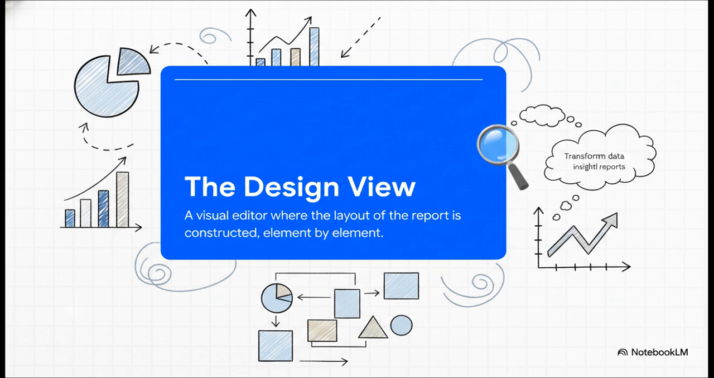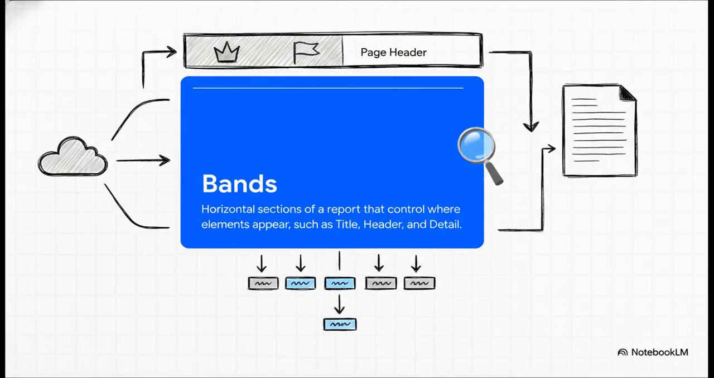This is the heart and soul of the studio. The best way to think about it is like a visual canvas. You're not writing a bunch of complicated code, you're literally dragging and dropping elements, building your report visually, piece by piece. So how do you organize everything on this canvas? Well, it uses a really clever system called bands. They're just horizontal sections.